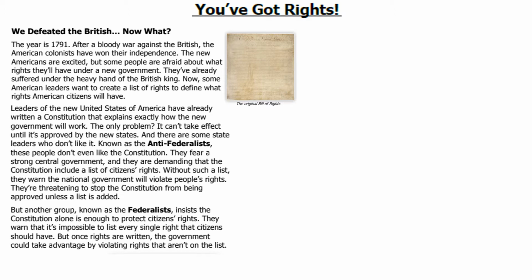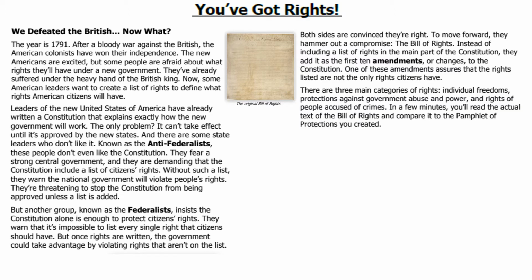But another group, known as the Federalists, insists the Constitution alone is enough to protect citizens' rights. They warn that it's impossible to list every single right that citizens should have. But once rights are written, the government could take advantage by violating rights that aren't on the list. Both sides are convinced they're right. To move forward, they hammer out a compromise, the Bill of Rights.